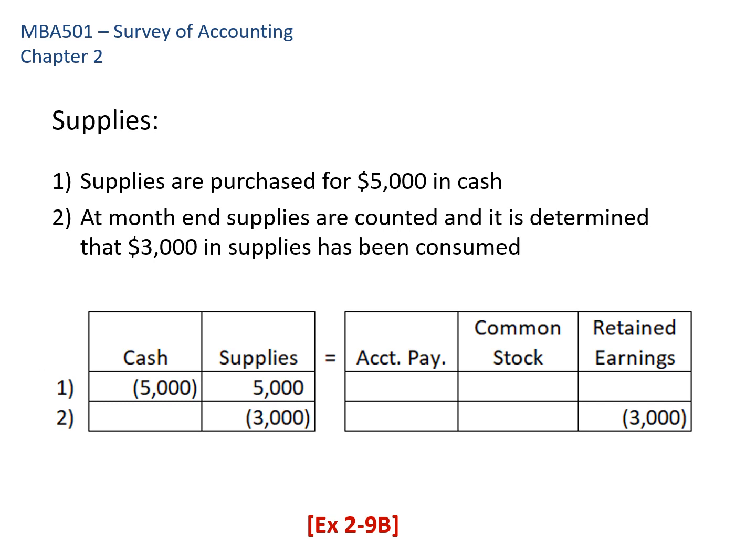So here's an example. We purchase supplies for $5,000 in cash. That's an asset exchange transaction. Cash goes down, supplies goes up. At the end of the month, we count our supplies and we determine that 3,000 have been used. So we see we still have 2,000 left. So we record an adjustment. We reduce supplies by the 3,000 and we record an expense, which pulls down retained earnings of 3,000.